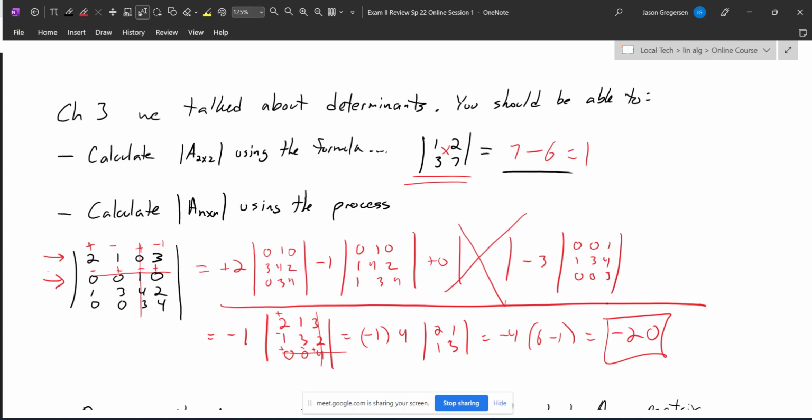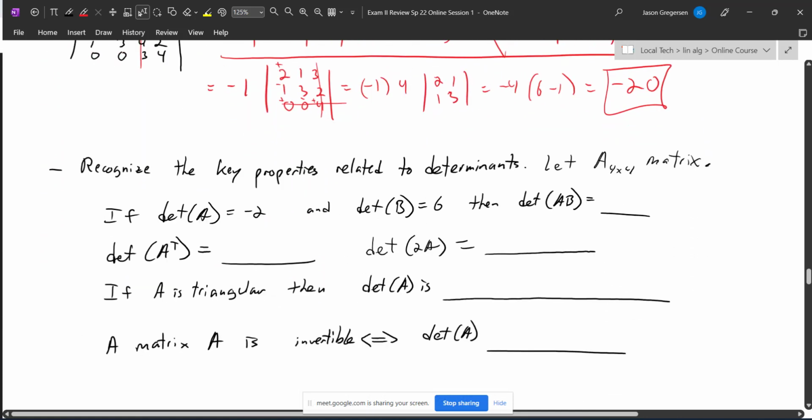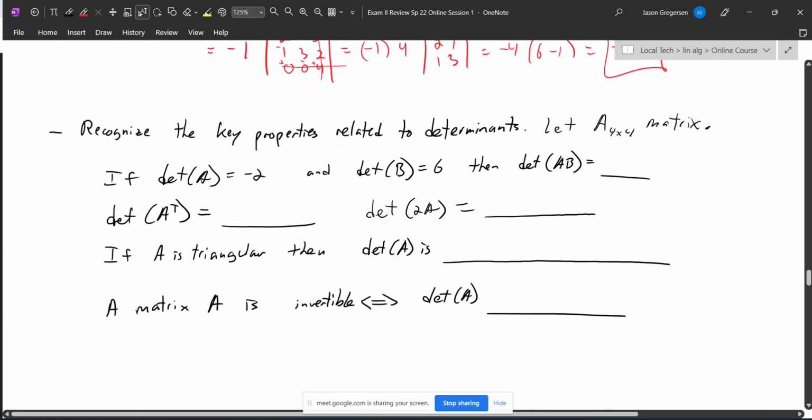All right, so we need to know how to calculate determinants, and we need to know their properties. So these are some key properties. If I know the determinant of A is equal to negative 2, and the determinant of B is equal to 6, go ahead and calculate these values. Why don't we just enter this first one into the chat? What's the determinant of A times B?